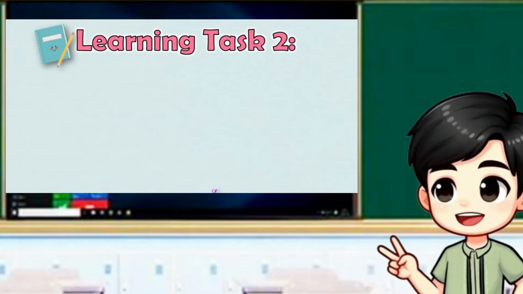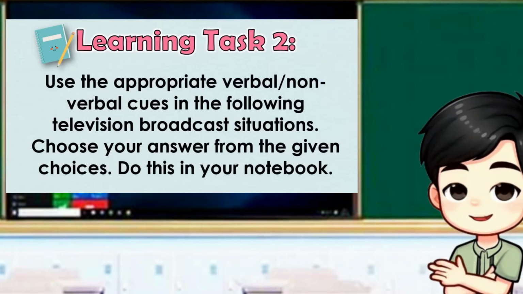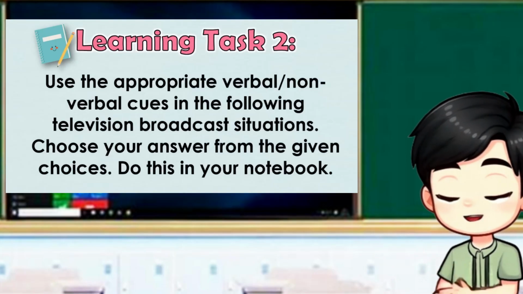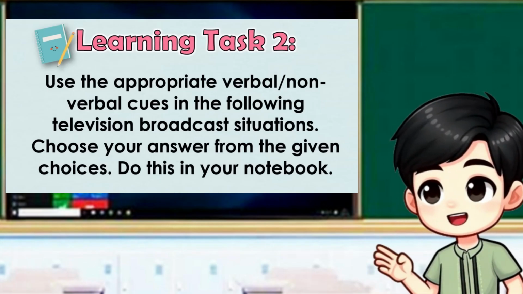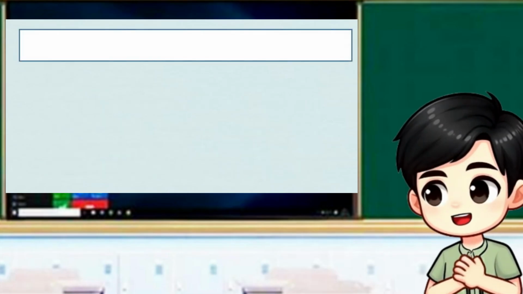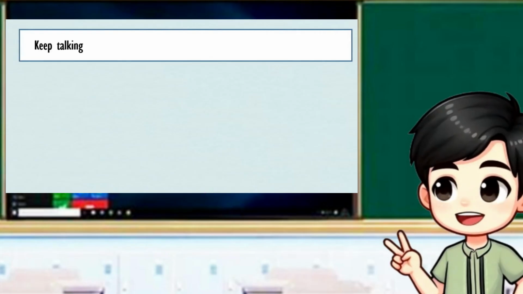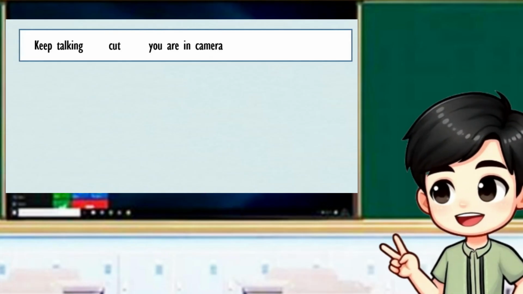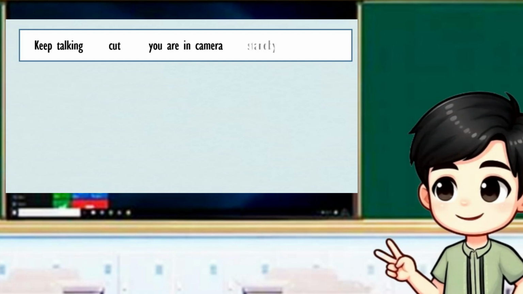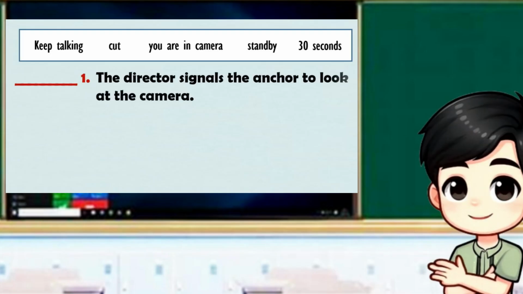Learning Task 2. Use the appropriate verbal and non-verbal cues in the following television broadcast situations. Choose your answer from the given choices. Do this in your notebook. The words that you are going to choose are: keep talking, cut, you are in camera, stand by, 30 seconds.